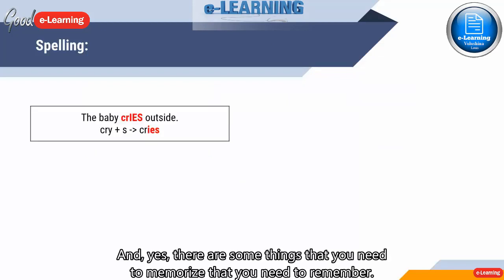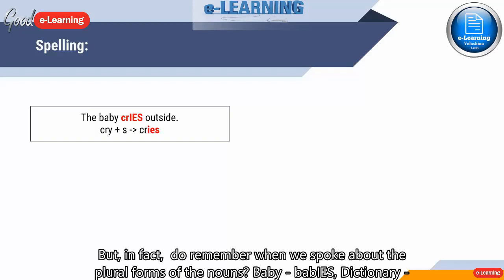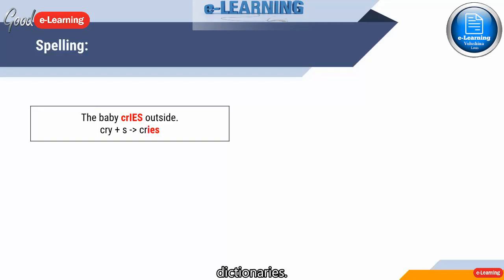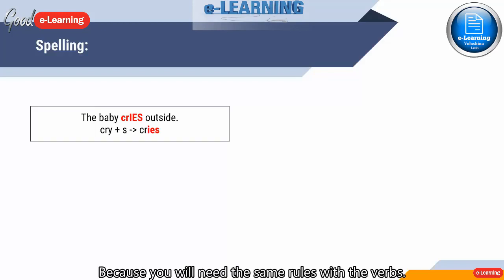Spelling rules. And yes, there are some things that you need to memorize, that you need to remember. But in fact, do you remember when we spoke about the plural forms of the nouns? Baby, babies, dictionary, dictionaries. Right. I told you that in that situation, it's important to remember the rules. Why? Because you will need the same rules with the verbs.